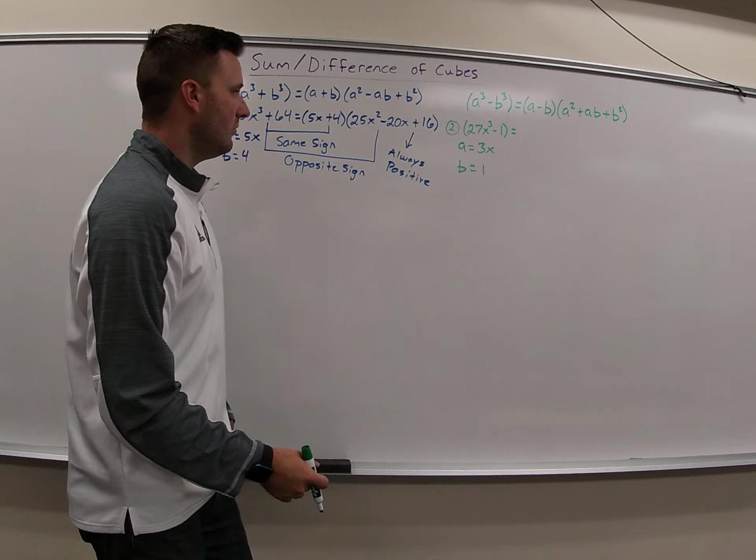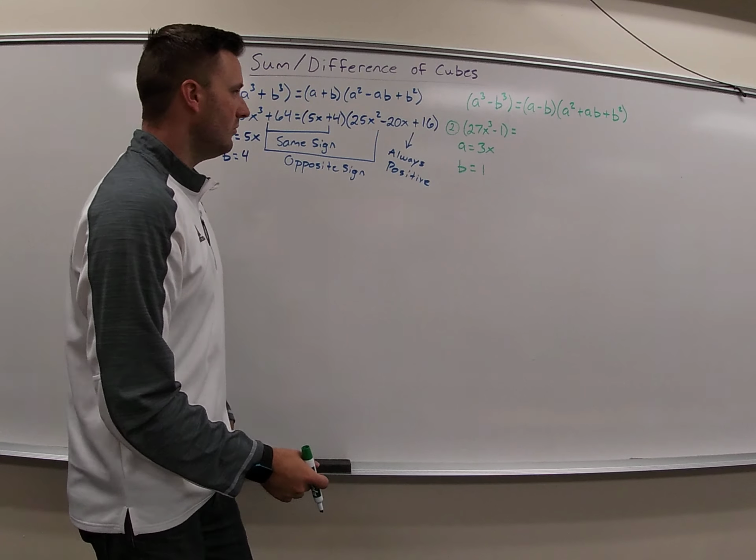Following our pattern, we're going to have the same sign, right? So if this is a positive, we would use a plus sign. If that's a negative, we'd use a minus sign. So A minus B, we get 3x minus 1. Now, remember here, the signs are going to be the opposite. So if I have a minus sign, my next sign is going to be opposite, which in this case is positive. So following the formula, we have A squared.